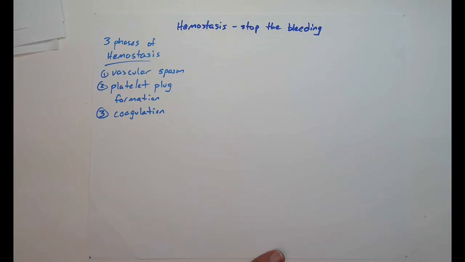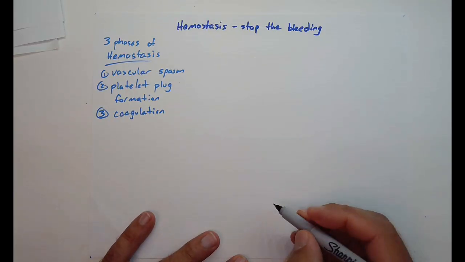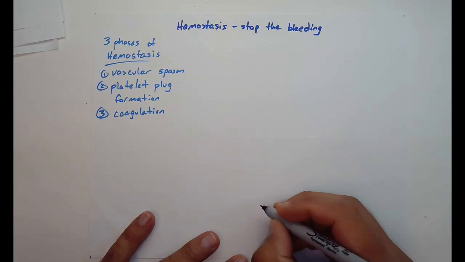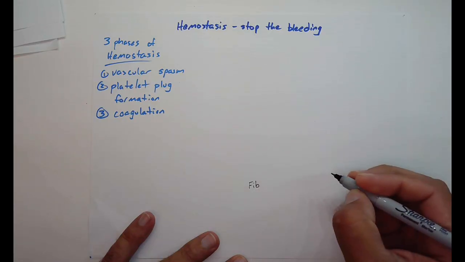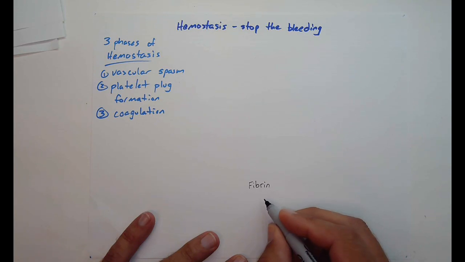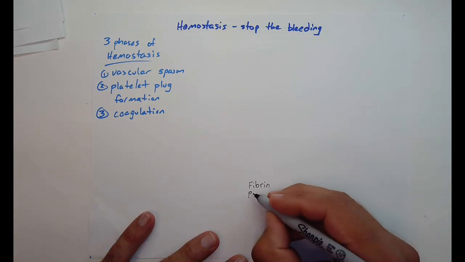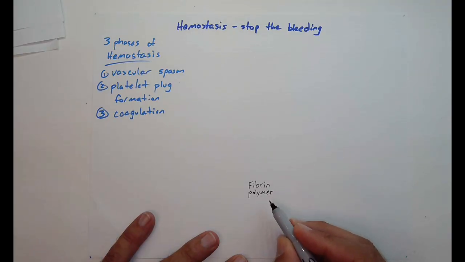Now, this is quite a complicated theory here. Lots of steps are involved in this. But in essence, what I want you guys to be able to look at is that at the end of the road, we need to create a fiber mesh. So we're going to be creating a fiber, but of course it's the human body, so we call it fibrin. It's a protein fiber. And we're going to be meshing it all together, so we're creating a polymer. So this is a fibrin polymer.